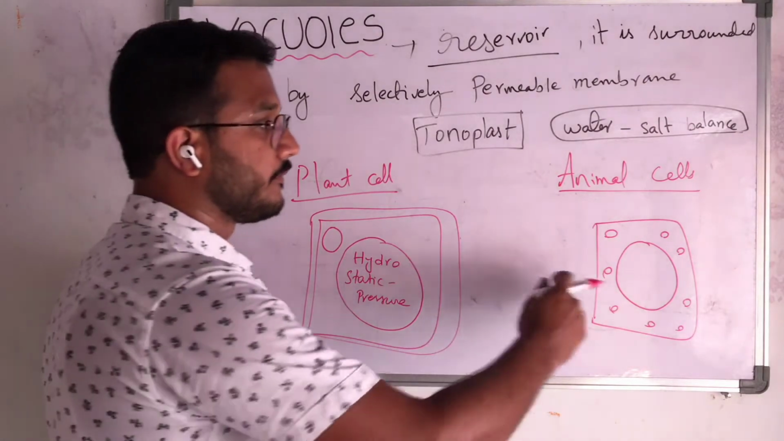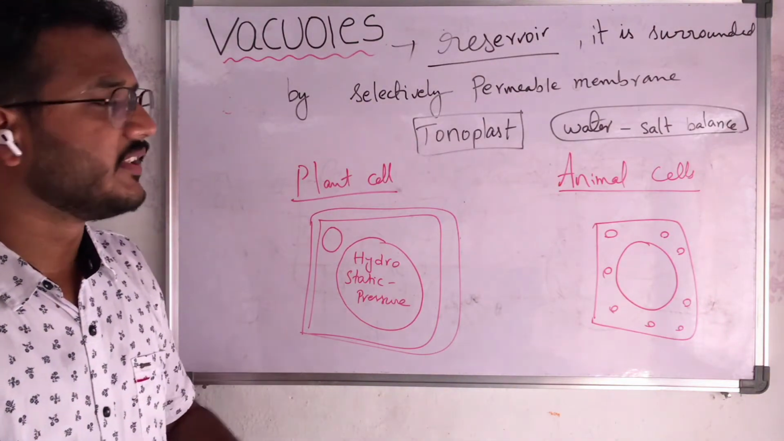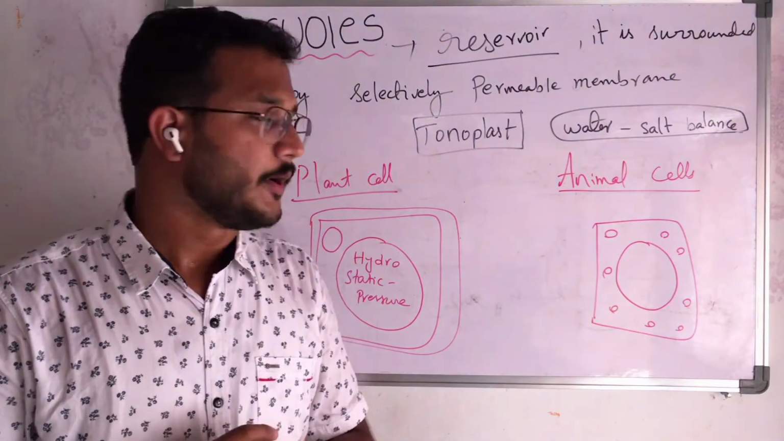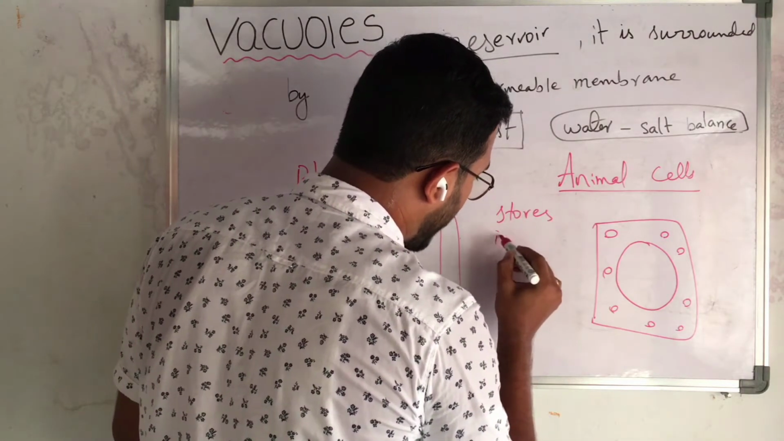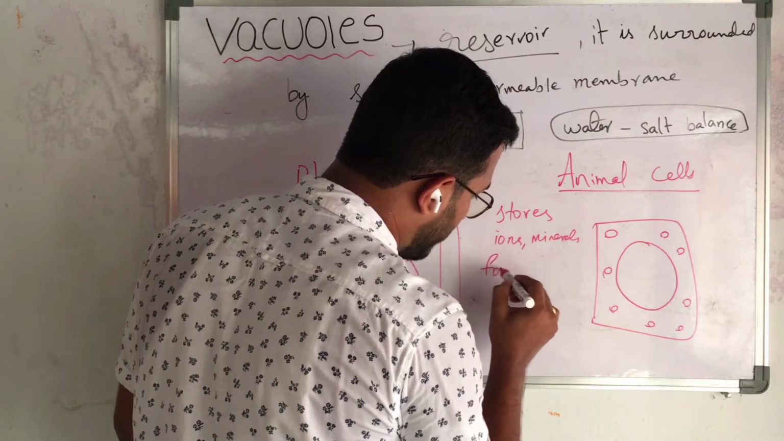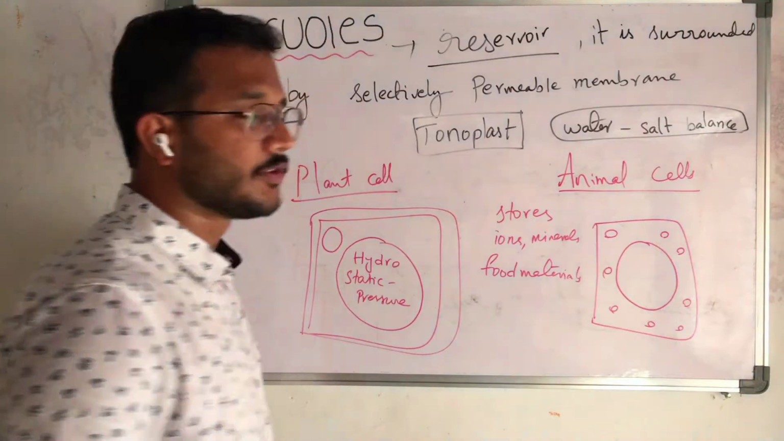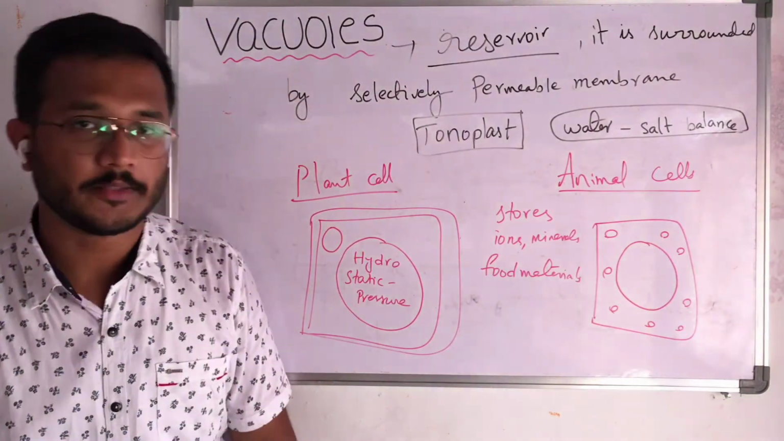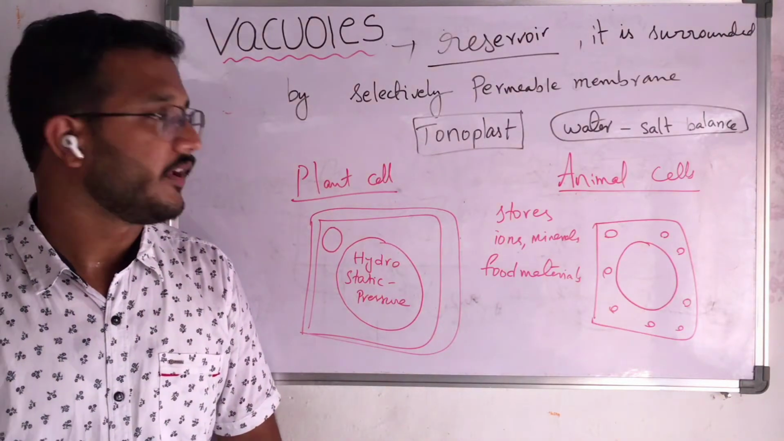Okay, and in the animal cell there is not that much storage of water, because the water is almost all stored in the cytoplasm, so there is no need for that. But in the animal cell it stores some ions, some minerals and some food materials. So this is the difference between the function exhibited by the vacuoles present in plant cells and the vacuoles present in animal cells. Okay, clear?